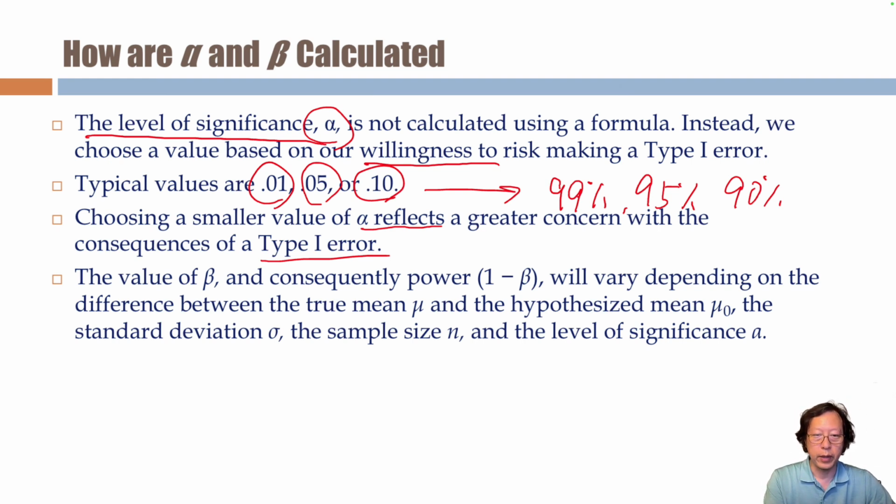Right? And the value of alpha, consequently the power, 1 minus beta, will depend on the difference from the true mean. So power is actually calculated using the true mean. You cannot simply calculate it from alpha and the situation. You have to know the true mean. So depending on the true mean, your beta can be a lot different.